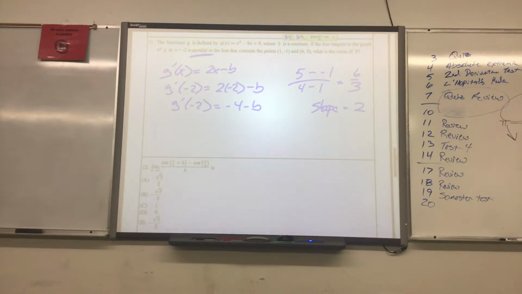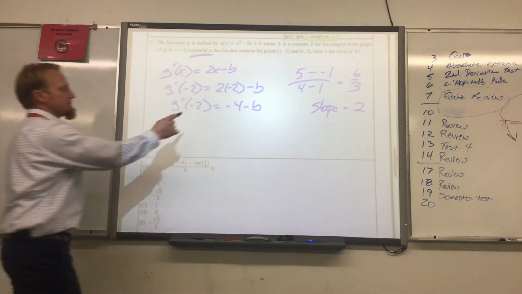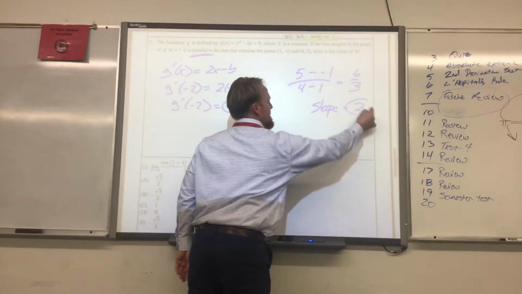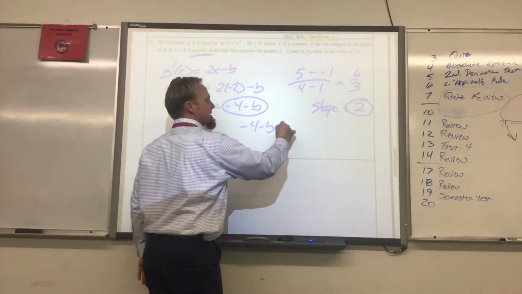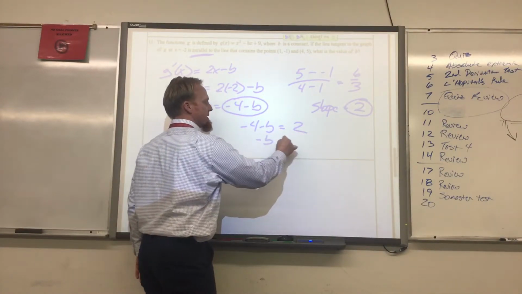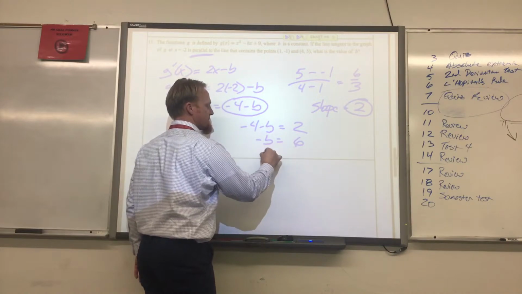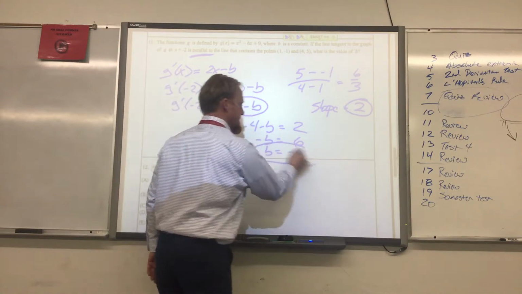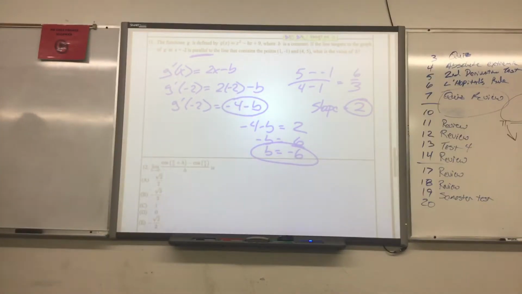Now I set the 2 things equal. I need to set this equal to that. So negative 4 minus b equals 2. Negative b equals 6. b equals negative 6. Very good.